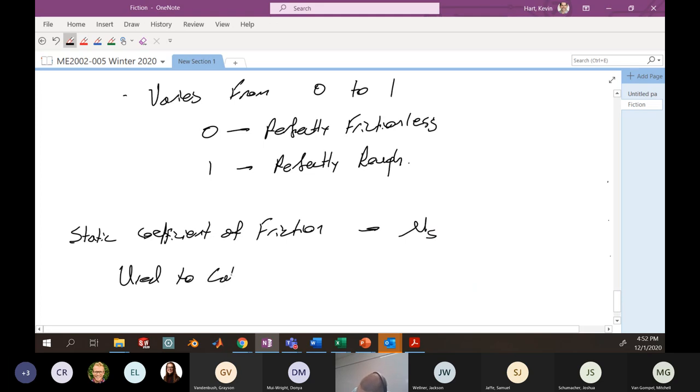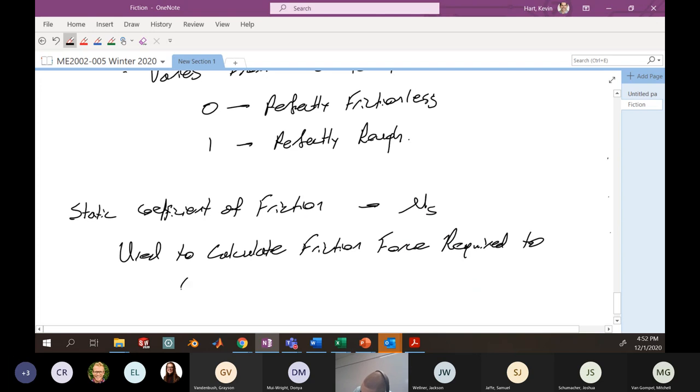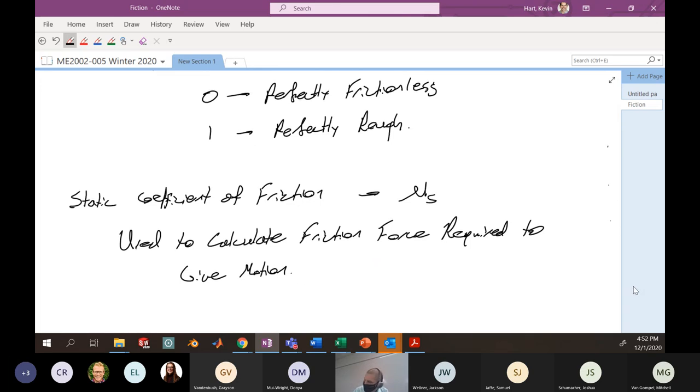to calculate friction force required to give motion. Okay. So here we've seen this before, this F_m, it's the maximum amount of load that you can handle before this thing starts to move, is mu sub s times the normal force.